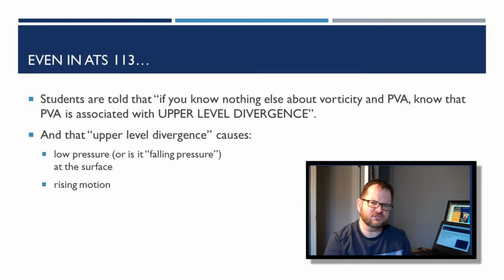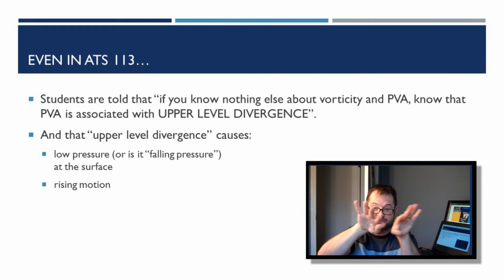I don't think any of you guys had 113 from me, but I'm guessing Mr. Ritz talked to you guys about that too. Even in those classes, I know what I tell my students in ATS 113. I say, even if you know nothing else about positive vorticity advection and vorticity and so on, know that PVA is associated with upper level divergence. At whatever level you're having the positive vorticity advection happening, that is a place where divergence is happening and the air is spreading out.